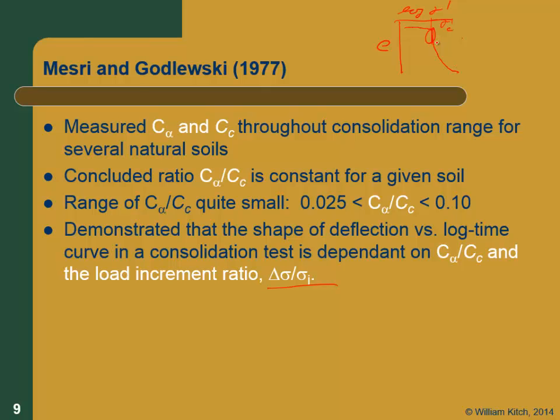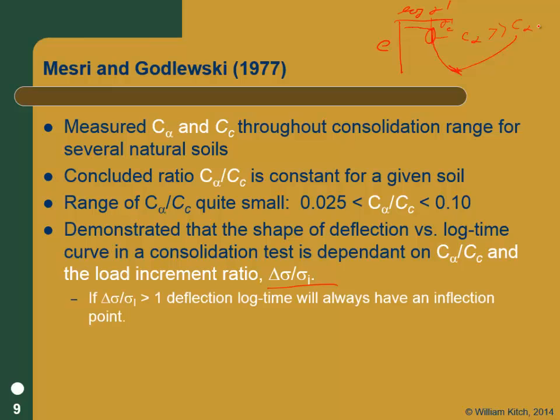Well, in this range, C sub alpha is going to be much, much bigger than the C sub alpha from this range down here, where C sub C is much smaller. So right around the point where you've got the pre-consolidation stress, you're going to get a whole lot more secondary compression in your lab tests. And we'll talk about the load increment ratio here in a second.